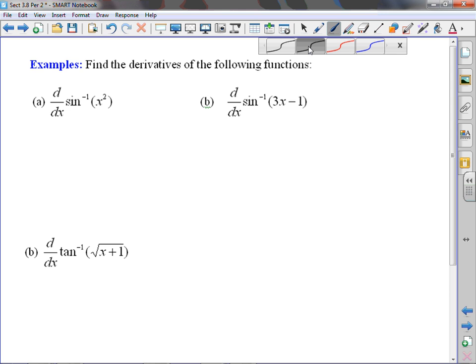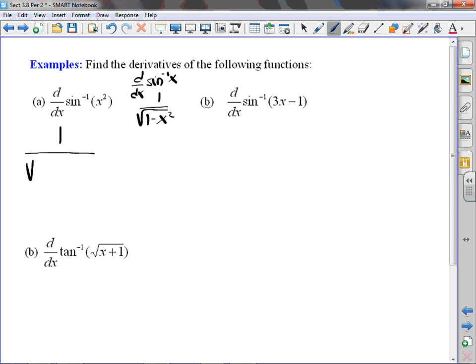Okay, what about this? Now, remember that the derivative of the inverse sine of x is 1 over the square root of 1 minus x squared. So this is 1 over the square root of 1 minus, but what's x? It's not x. It's x squared. And what are you going to do with it? Squared, times the derivative of the inside function. Right.